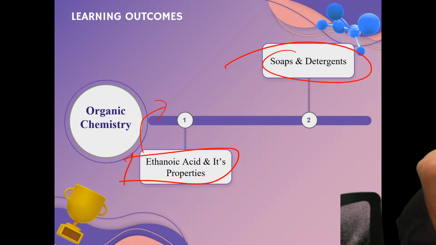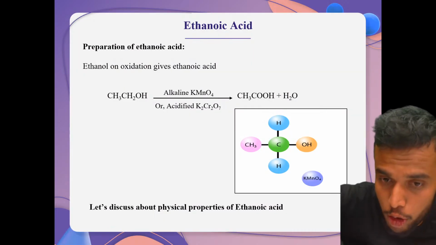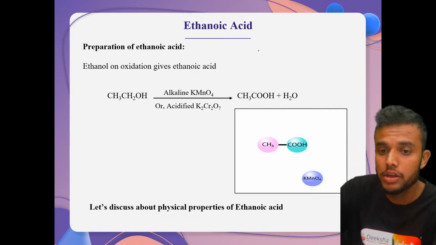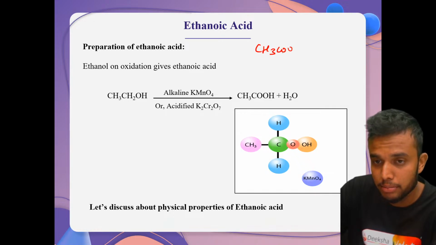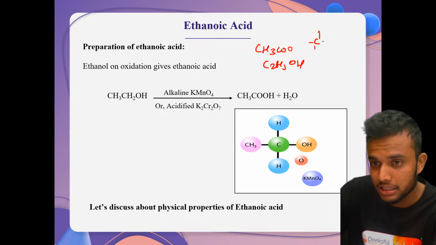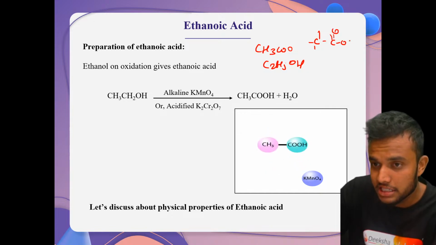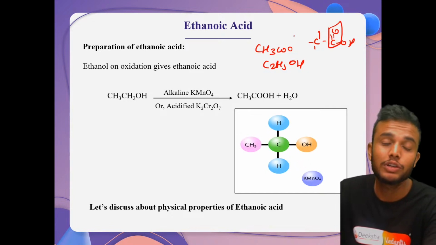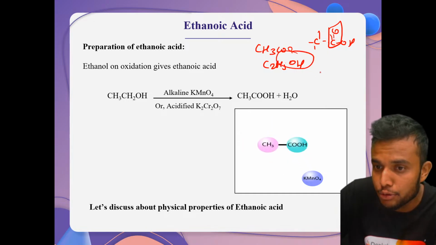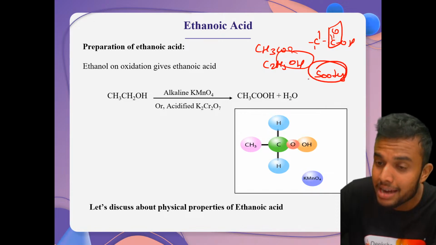Yes, students. Next, move on to the ethanoic acid topic. Students, what is the molecular formula of ethanoic acid? The molecular formula is CH3COOH. The structural formula of ethanoic acid is this one. This is an unsaturated hydrocarbon, students, but ethanol is saturated. Whenever you burn ethanoic acid, it gives a sooty flame. An unsaturated compound gives a sooty flame.